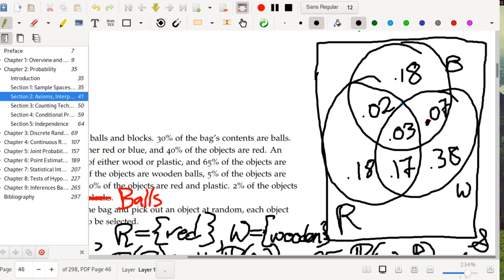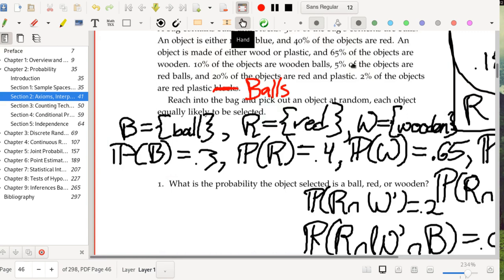Alright, and we are almost done. We actually, in fact, know the probability of everything else. If you were to add up all of those probabilities, they would add up to 0.98, so that means that the remaining area that is outside of this region is 0.02. Alright, we have filled out that diagram, and we are ready to answer some questions.